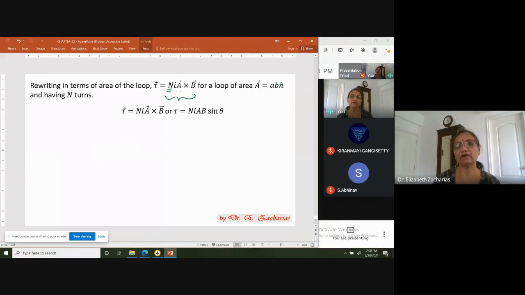NIA cross B. What is the I? I is the current, N is the number of turns, A is the area vector. What does that mean? I'll show you.